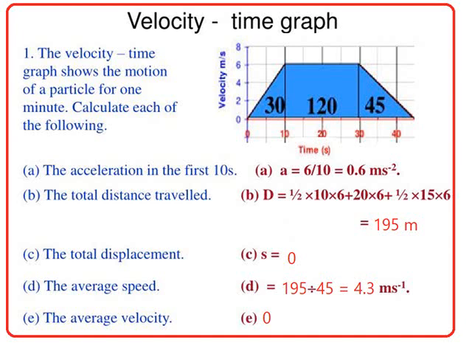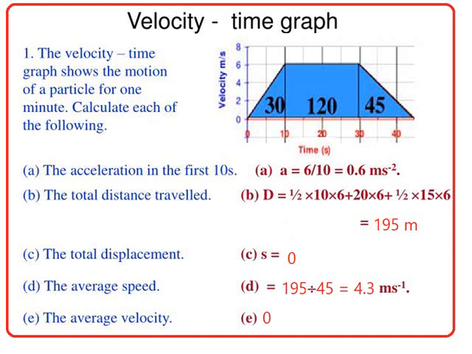The total displacement. The body starts at 0 seconds and then it ends at 45 seconds. When the body is at 45 seconds, what is the velocity? The velocity is 0. When will the velocity be 0? When the displacement is 0, velocity is 0. Therefore, the displacement here is 0.